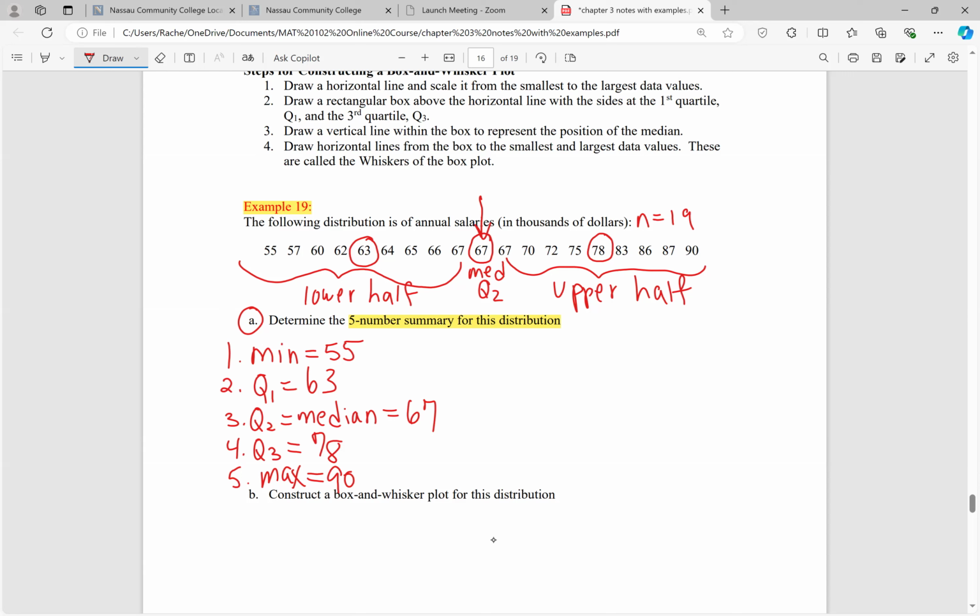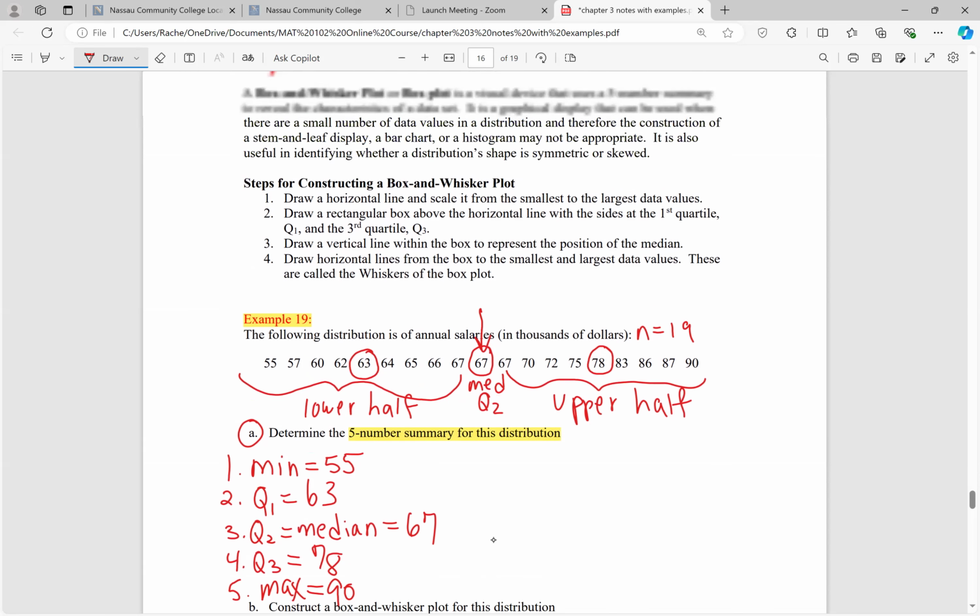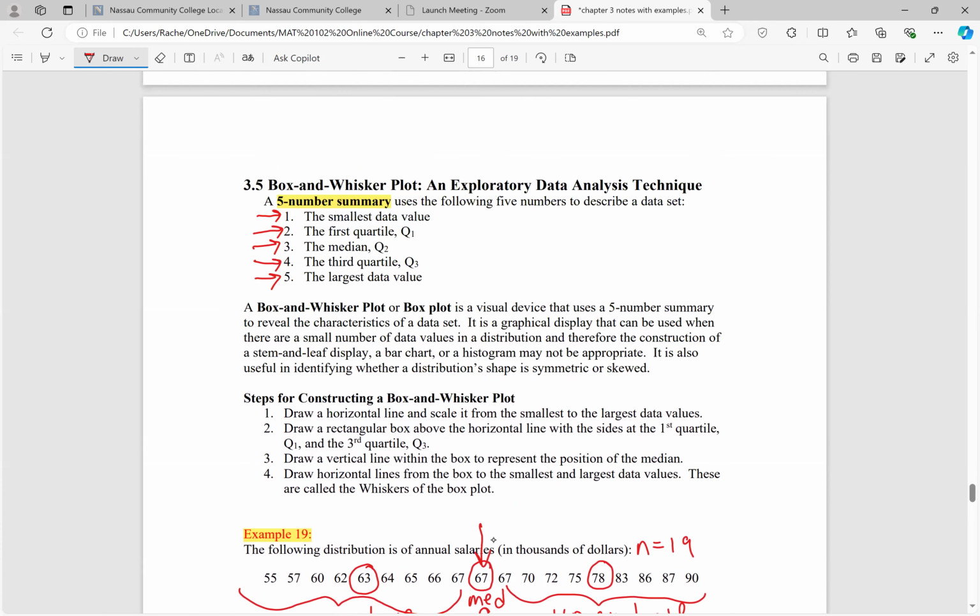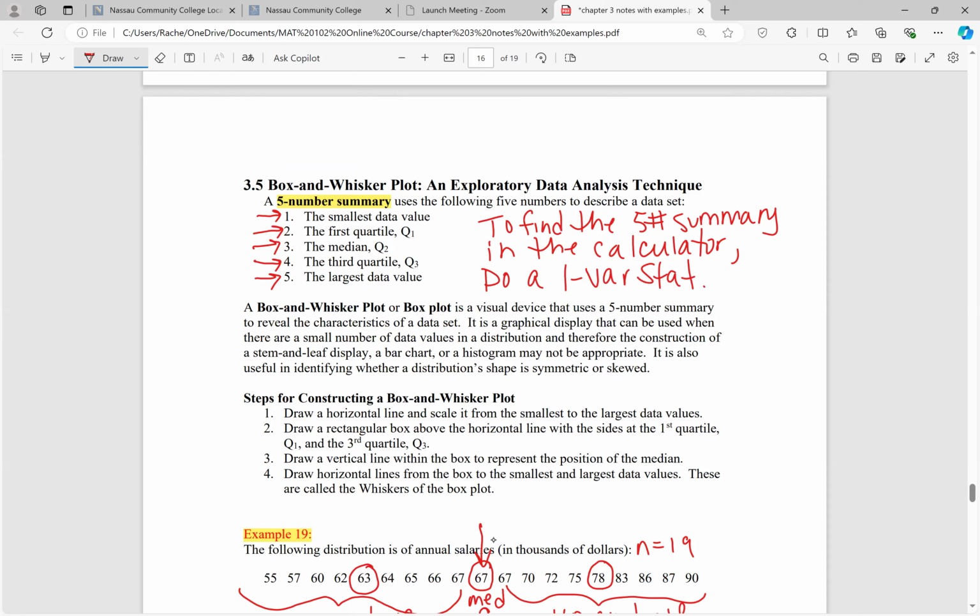And the way we do that is using a 1-variable stat, just like we've been doing to get the mean, the standard deviation, the median. So I'm going to write this down. To find the 5-number summary in the calculator, do a 1-variable stat, just like we've done before.